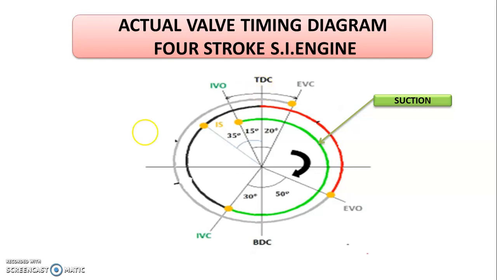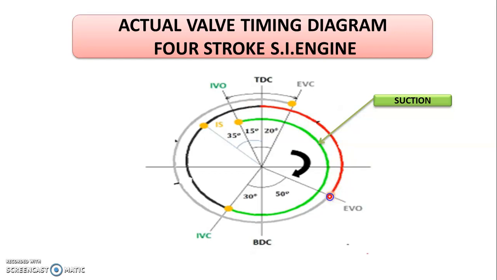So this ignition starts 35 degrees before the piston reaches TDC. After that, the hot gases produced during this force the piston from TDC towards BDC.